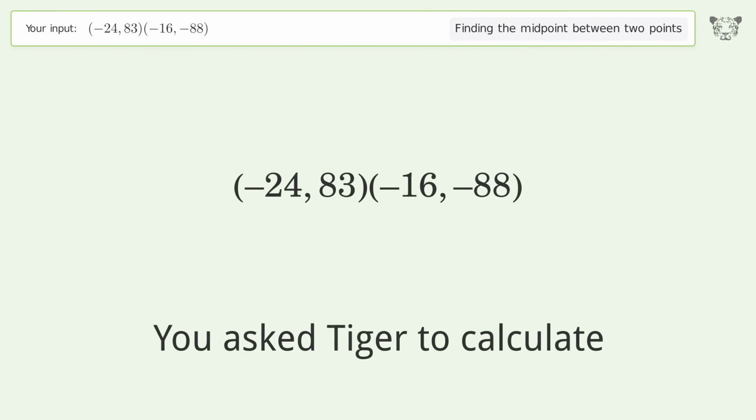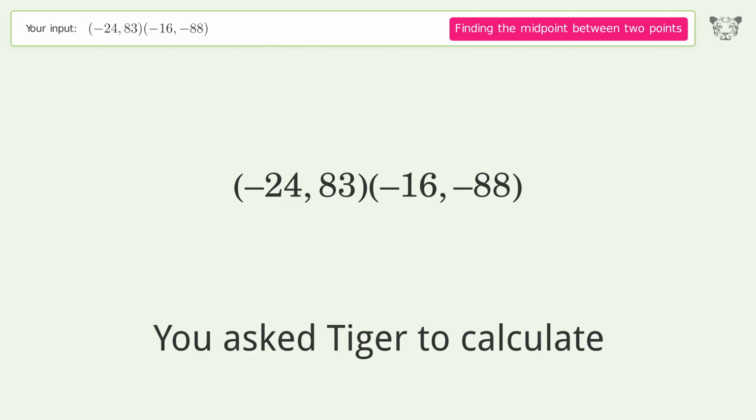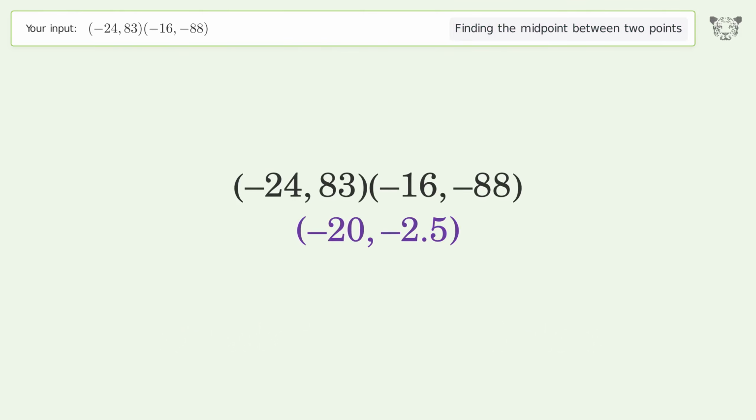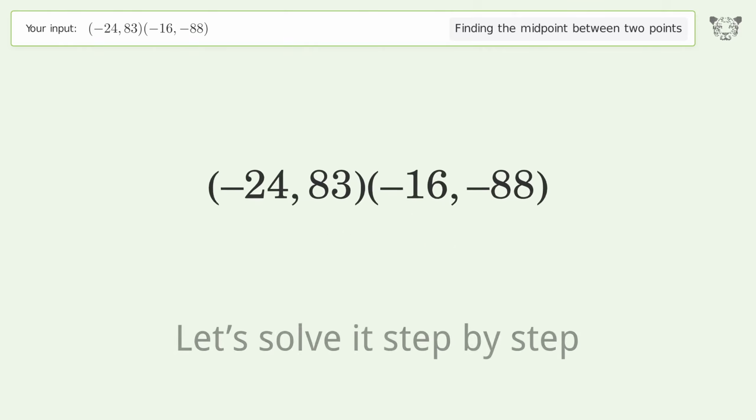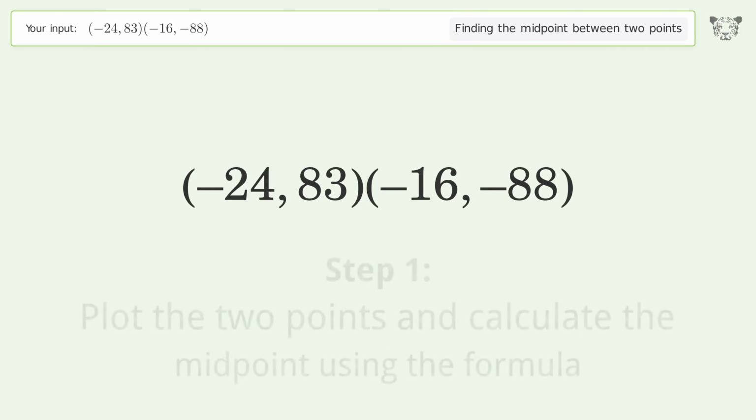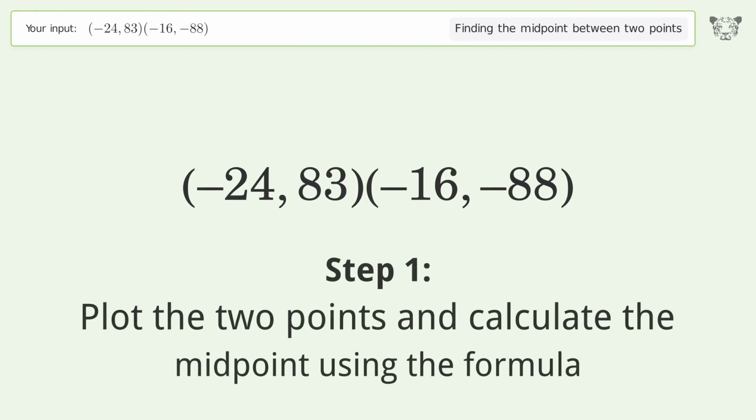You ask Tiger to calculate. This deals with finding the midpoint between 2 points. The midpoint between the 2 points is -20, -2.5. Let's solve it step by step. Plot the 2 points and calculate the midpoint using the formula.